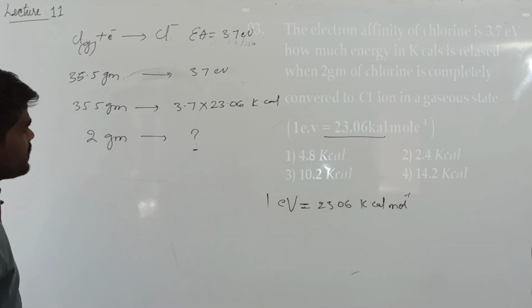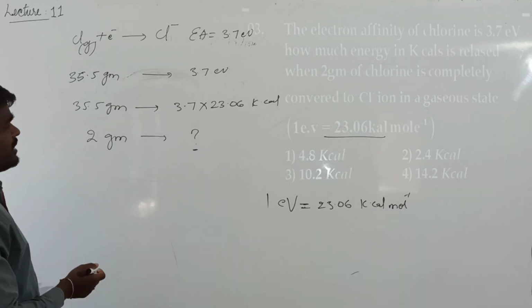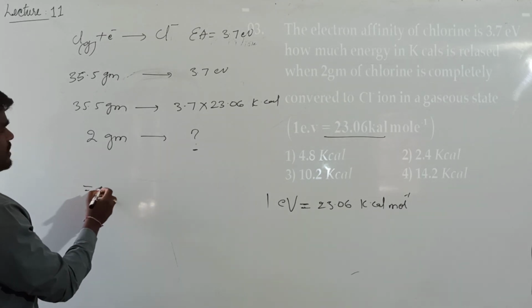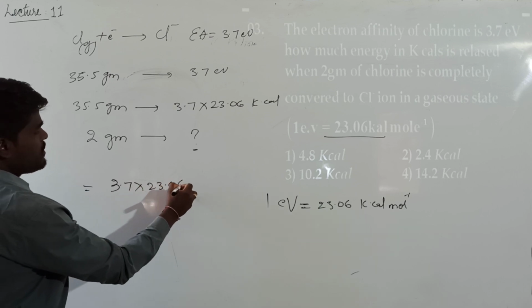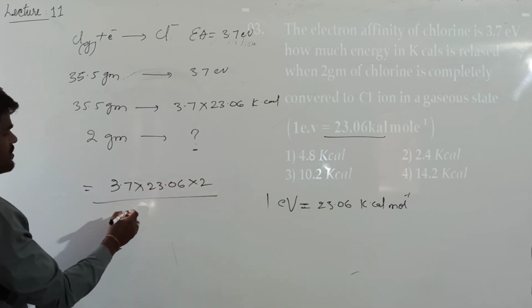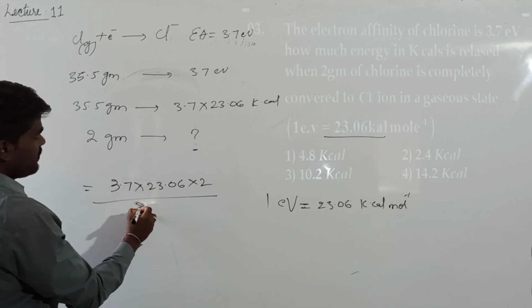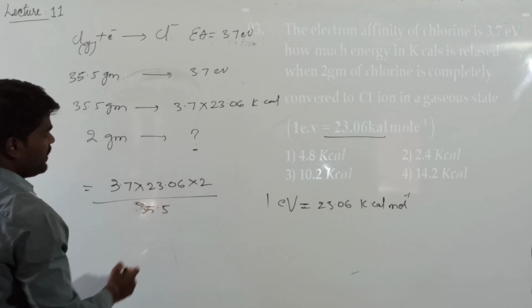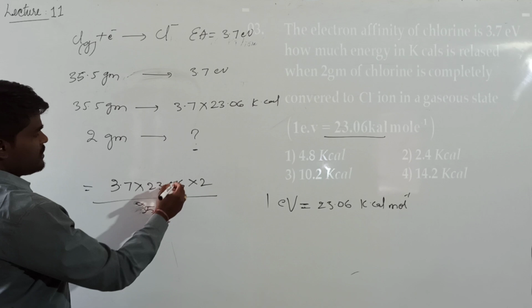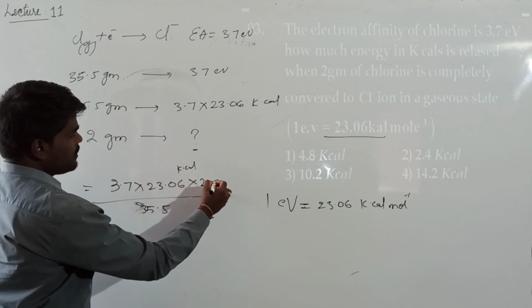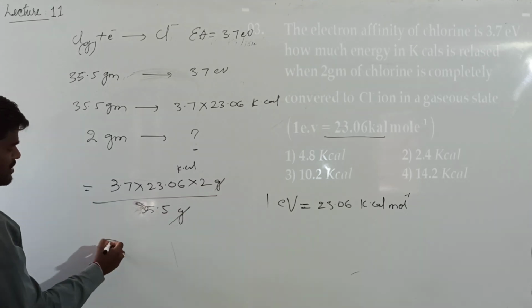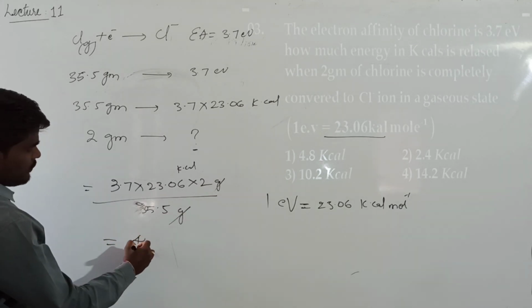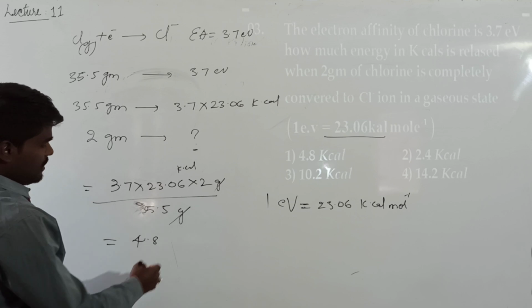Let us see the 2 grams. This is just a cross multiplication. And what will be the answer? 3.7 into 23.06 into 2 upon 35.5 grams. This will be in kilocalories, and grams get cancelled. On simplification you will get 4.8 kilocalories.